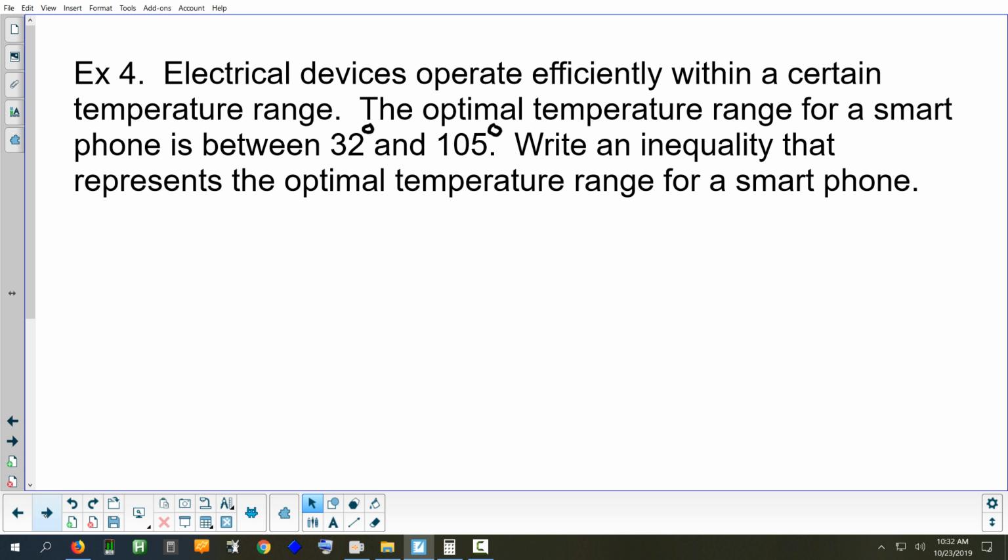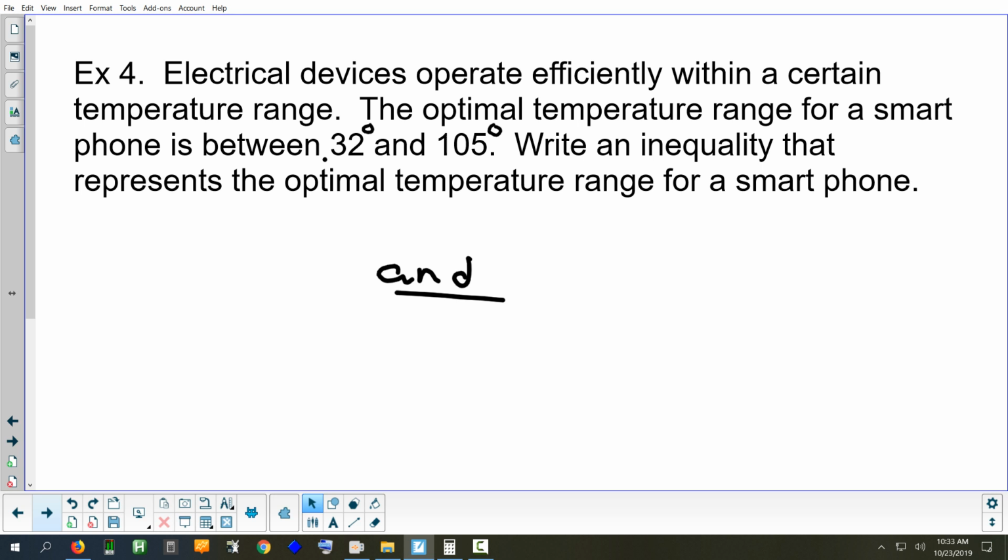So it says, write an inequality that represents the temperature range in this problem. Can someone explain to me, in general, what temperature should my phone operate best at? Between. You already said the important word I was looking for. Between, think about when you shade between the circles. Is that an and or an or? That's an and. So this is going to be an and.